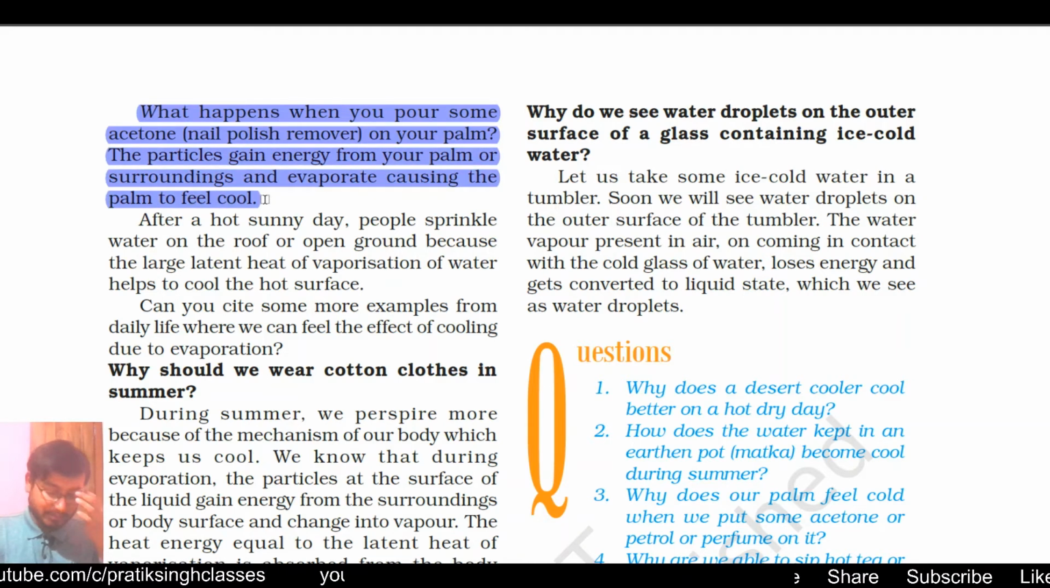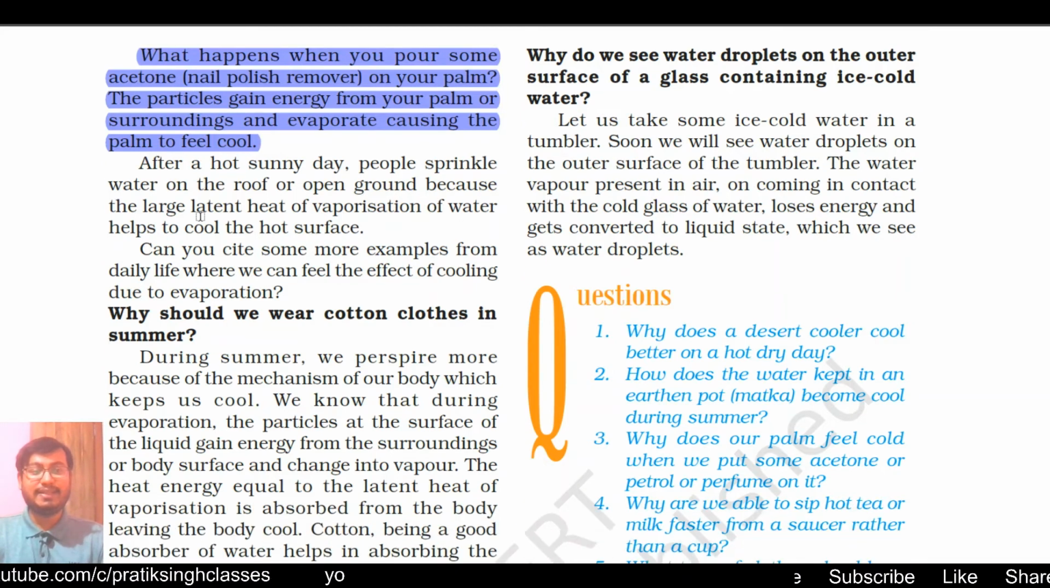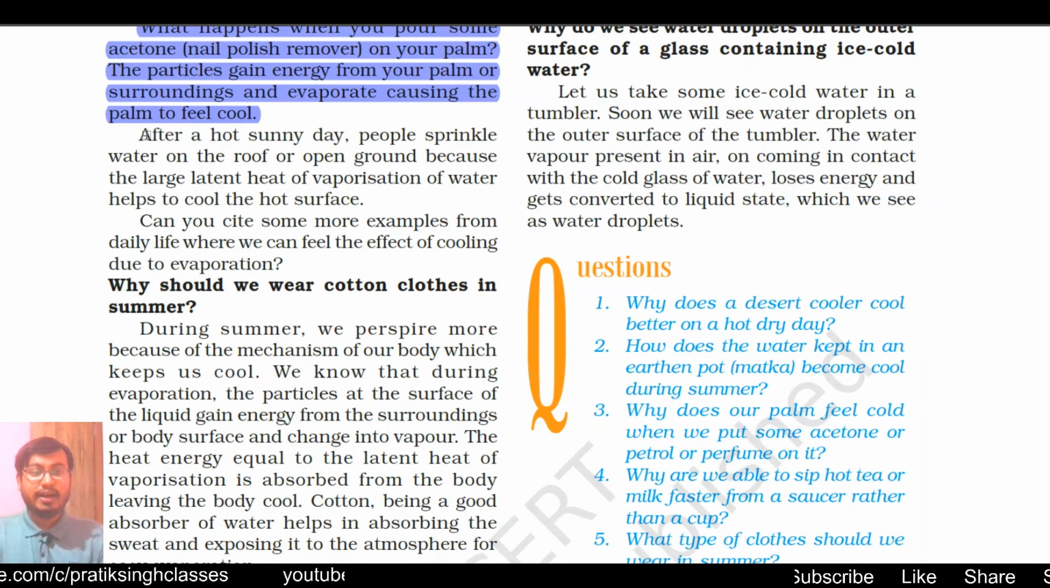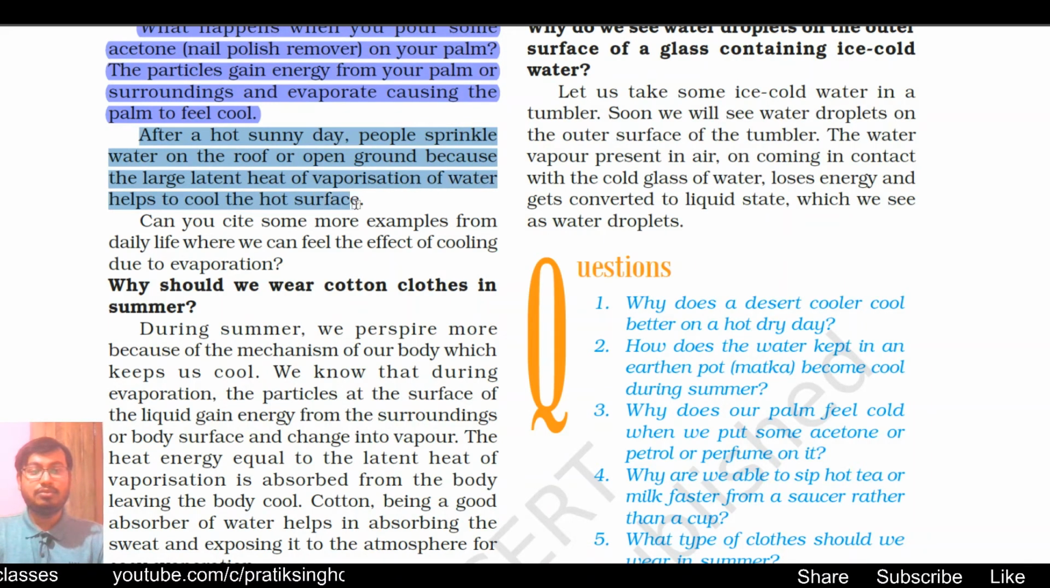cool. Means when we pour the acetone on our hand, acetone takes heat from our hand and evaporates, because there happens loss of heat. Heat flows from our body to the acetone. The temperature of the region which is in contact with acetone comes down, and we feel cool in that region. After a hot summer day, people sprinkle water on the roof or open ground, because the large latent heat of vaporization of water helps to cool the hot surface.